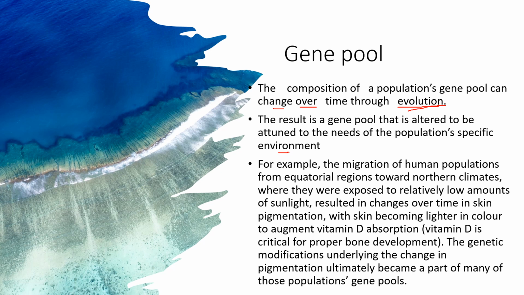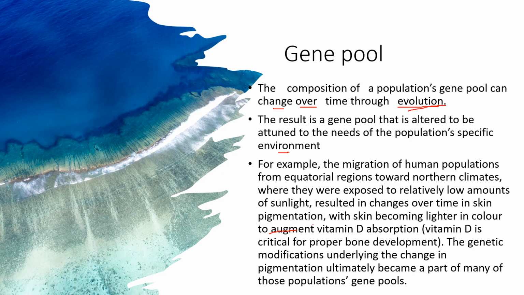Genetic variations are mostly caused by mutations. As you know, mutations occur due to environmental factors and other factors. For example, over here I have given the example of the migration of the human population from the equatorial region towards northern climates, where they were exposed to relatively low amounts of sunlight, resulting in a change over time in skin pigmentation, with skin becoming lighter in color to augment vitamin D absorption.